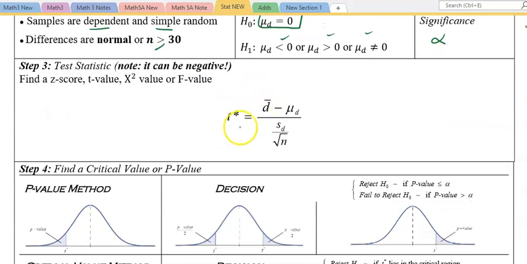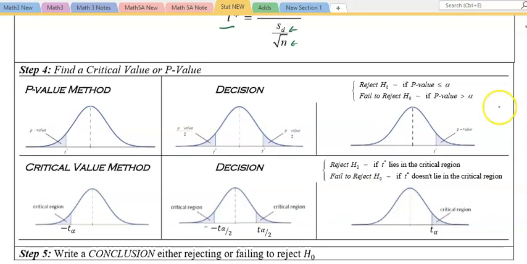The test statistic is given by d bar minus mu sub d. This is always going to be 0 because the null hypothesis assumes it's 0. Divided by s sub d divided by the square root of n. That's my test statistic. We have a left tail, a right tail, and two tails. That's what I meant to say.